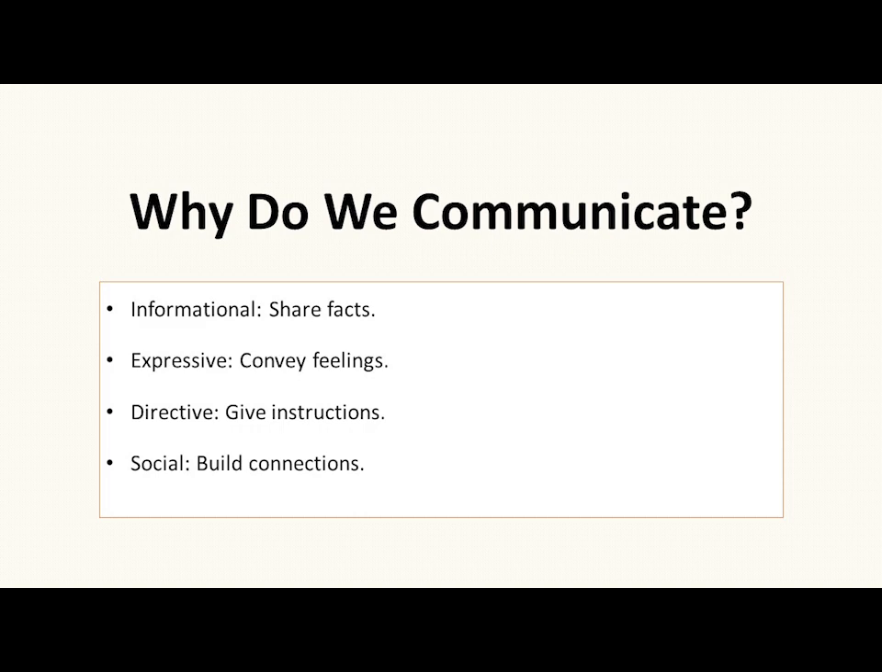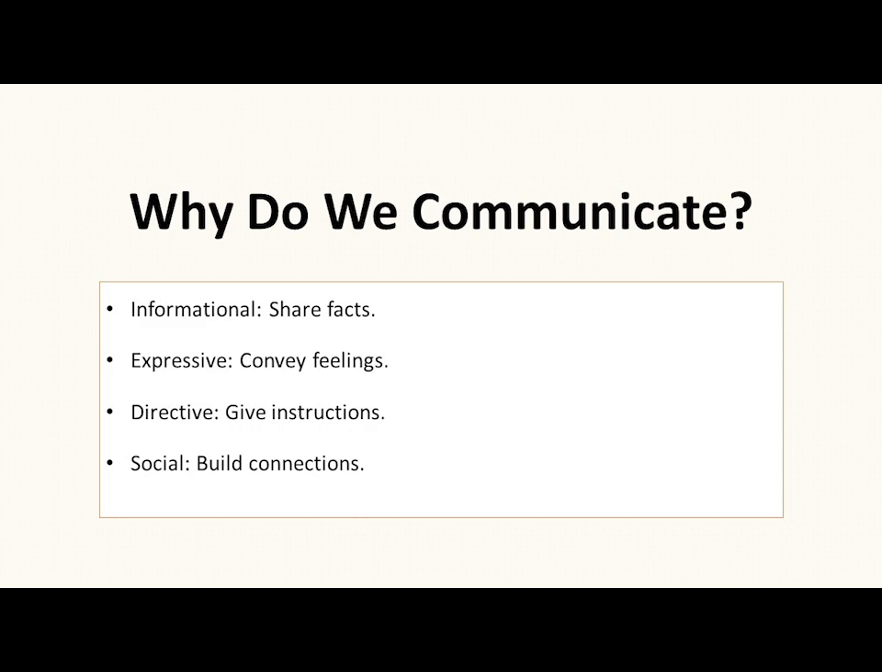And lastly, there's the social function. This is all about building relationships and connections. It's the small talk with a neighbor, the friendly banter with classmates, or the deeper conversation that strengthens bonds. It often happens between partners and family members, and sometimes between colleagues also.